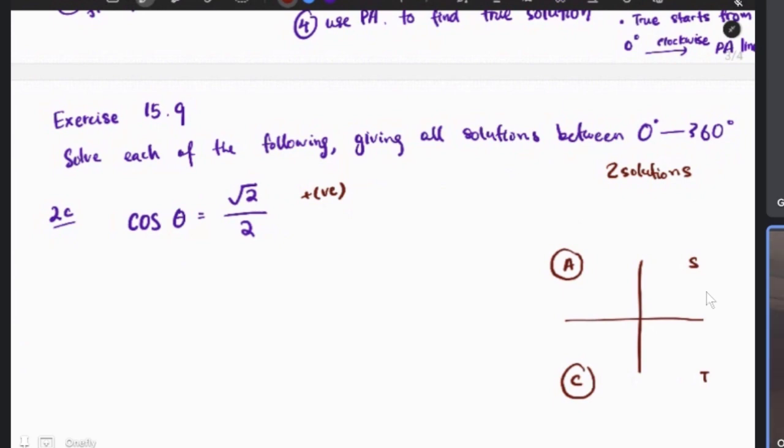Again I repeat, I read the question, I recognize it's a positive value, I refer to my ASTC diagram. Referring to my ASTC diagram, I know that my solution will be in quadrant 1, quadrant 4. Why? Positive. That's it. So that itself, you get this much information. We continue. The next step I'm going to do is find the principal angle.